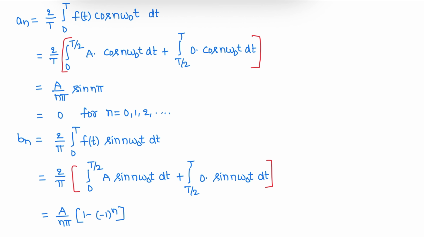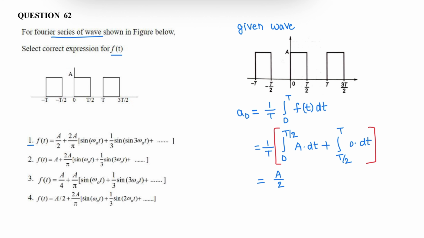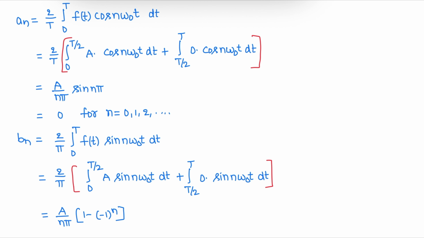So a naught is 1 by T integral 0 to T f of t dt. So f of t is from 0 to T by 2, its magnitude is A. From T by 2 to T time period, its magnitude is 0. So on calculation, we will get the coefficient a naught value, which is a DC component, A by 2. Next, calculate the coefficient a n.